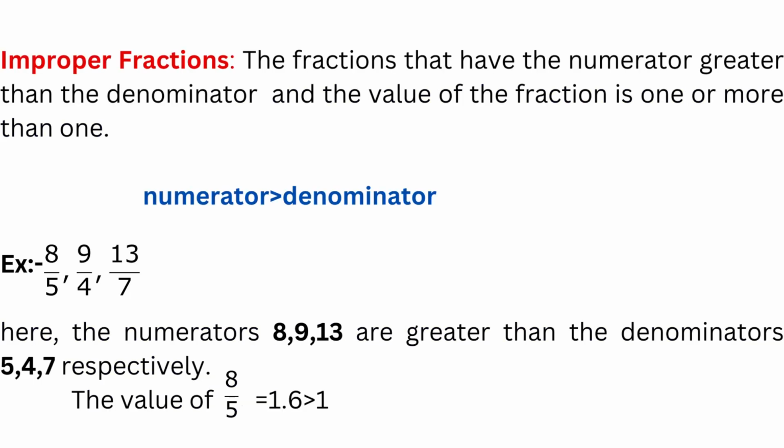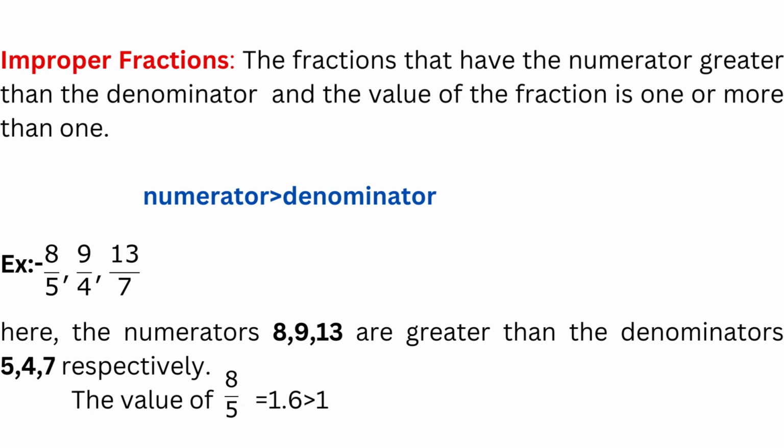Next, improper fractions. The fractions that have the numerator greater than the denominator, and the value of that fraction is 1 or more than 1. Numerator is greater than the denominator. Example, 8 by 5, 9 by 4, 13 by 7. Here the numerators are 8, 9, 13, and the denominators are 5, 4, 7 respectively.